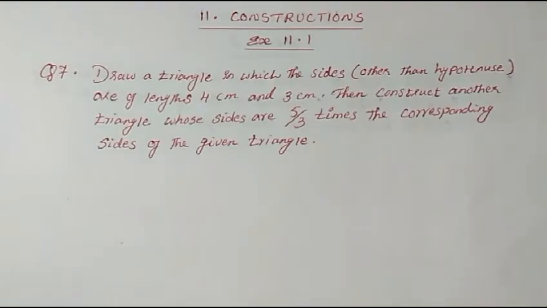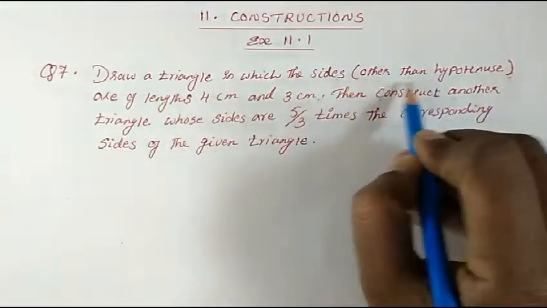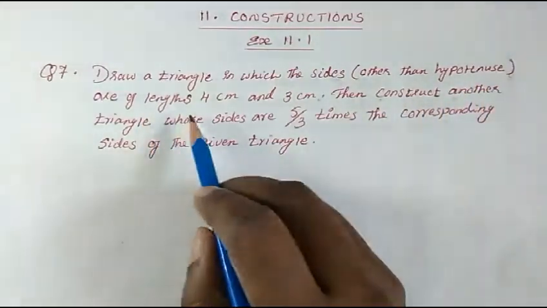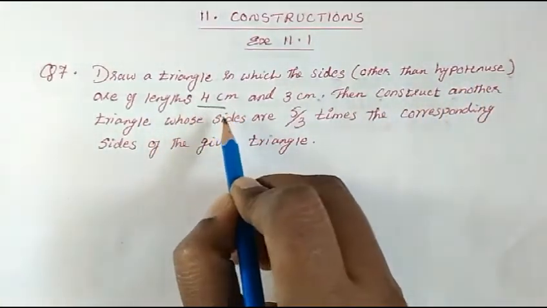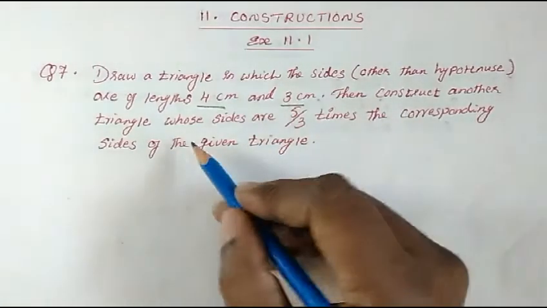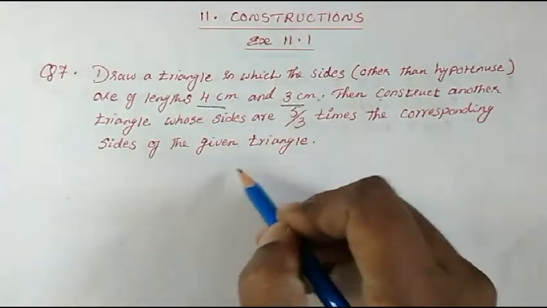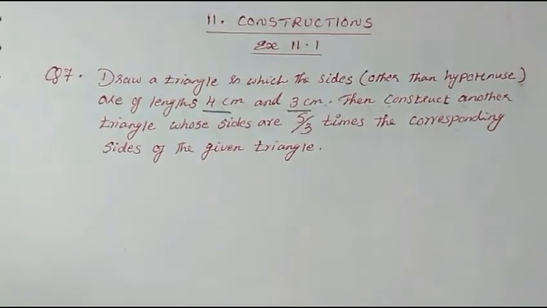Today we are going to study chapter 11 constructions, exercise 11.1, question 7. Draw a triangle in which the sides other than hypotenuse are of lengths 4 cm, 3 cm. Then construct another triangle whose sides are 5 upon 3 times the corresponding sides of the given triangle.